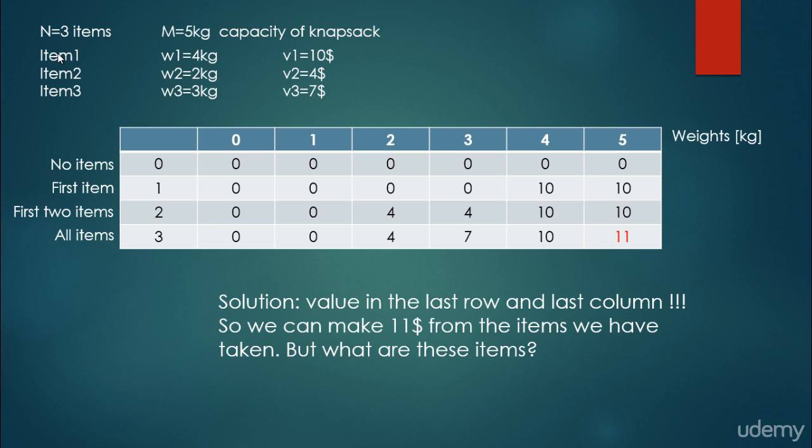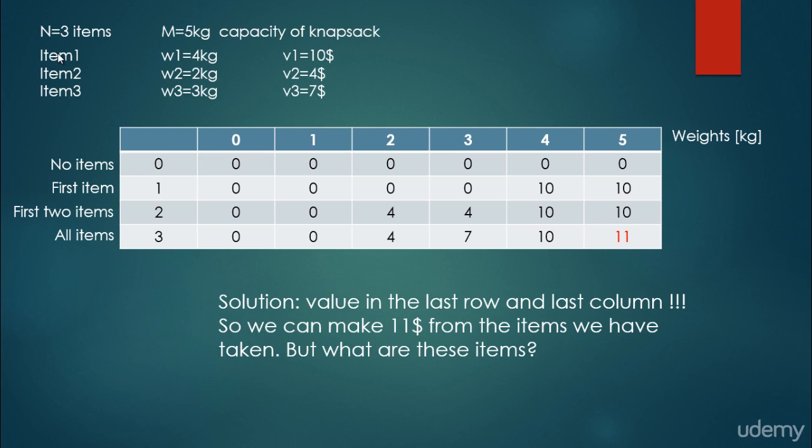So we have calculated and made a solution. The value in the last row and the last column is the solution we are looking for. So we can make $11 from the items we have taken. But the good question is, what are these items? What are the actual items to pick?